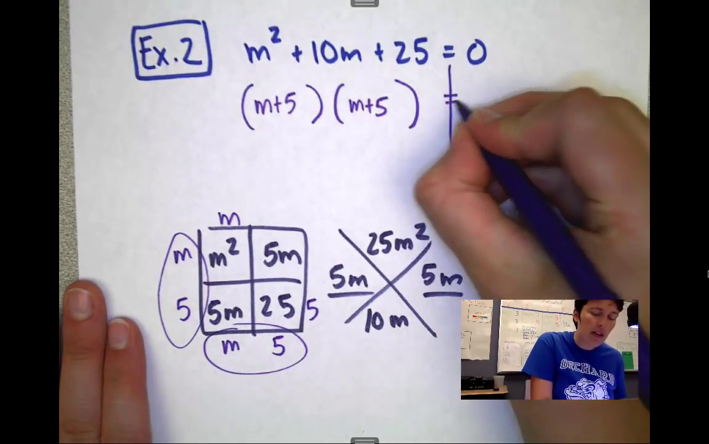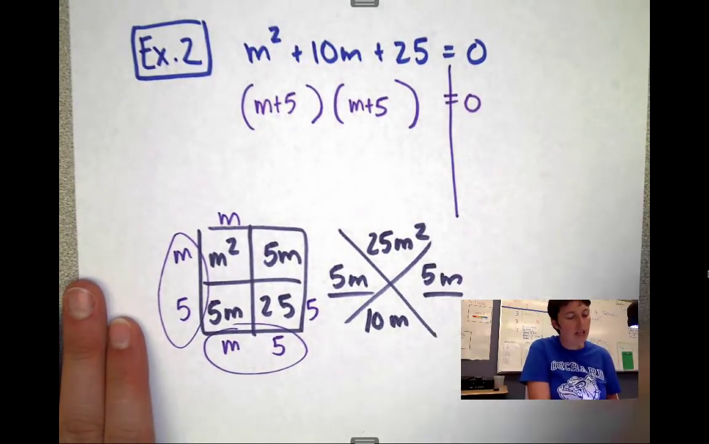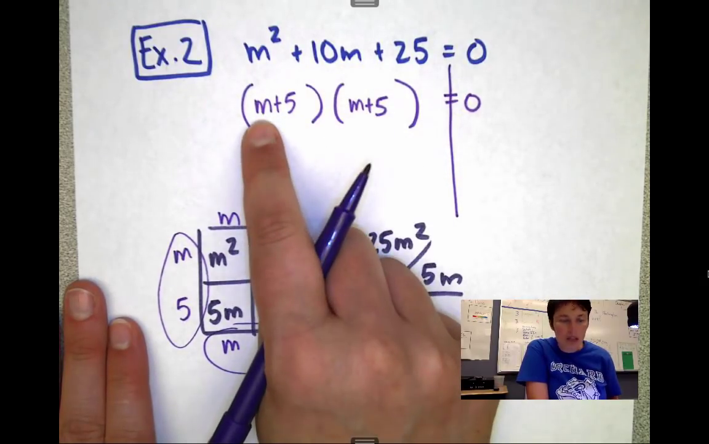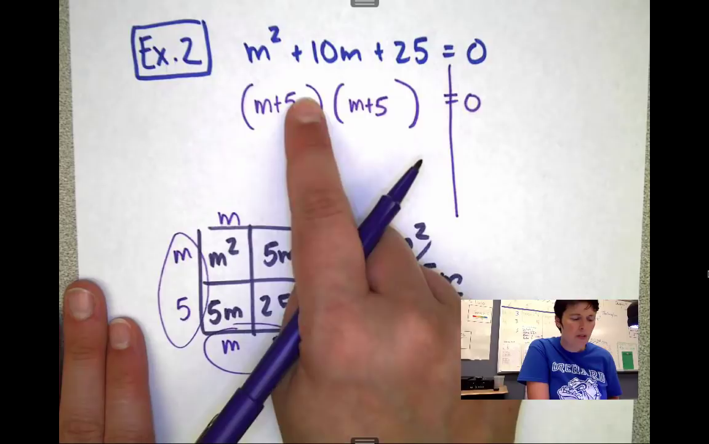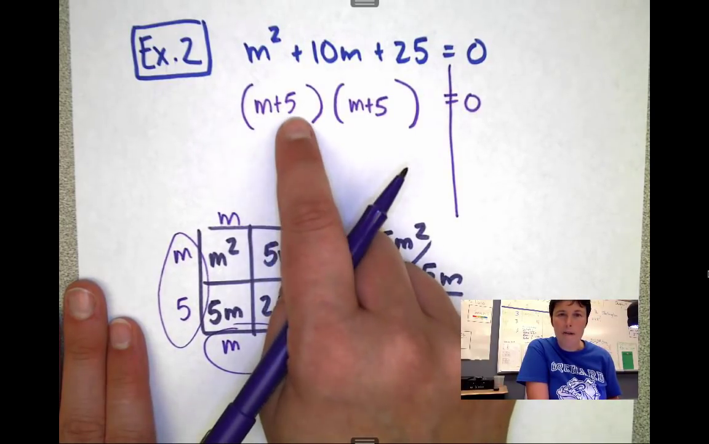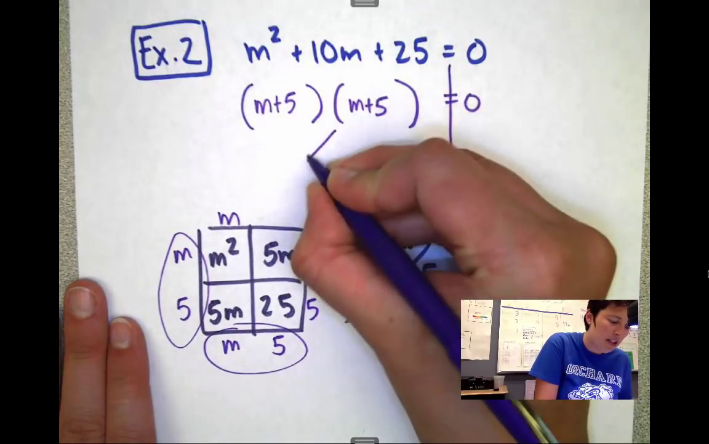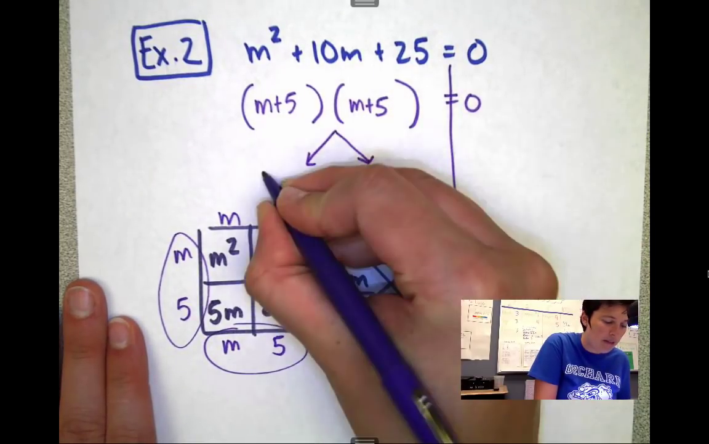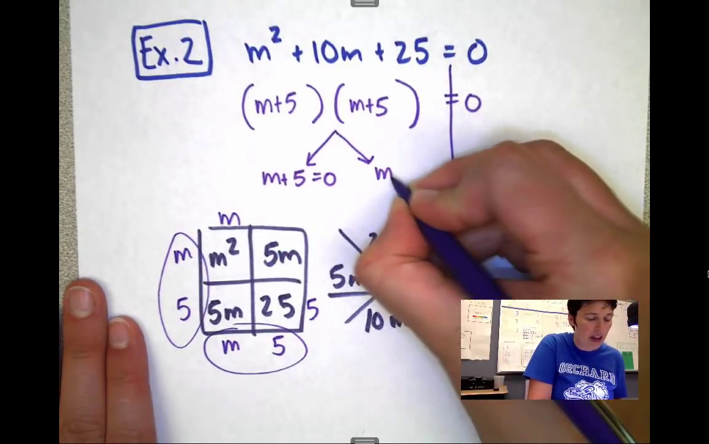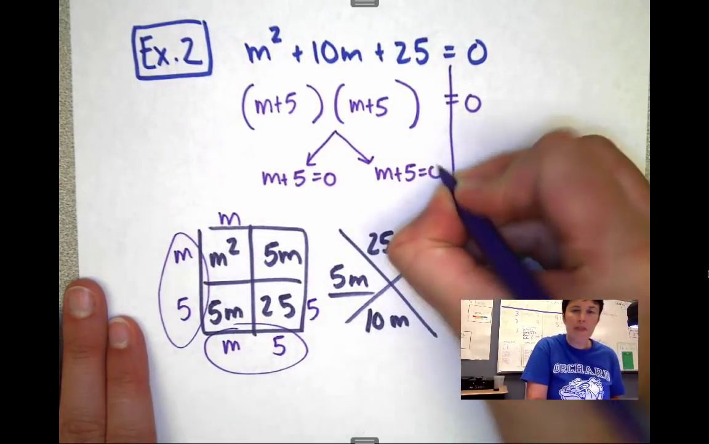Everything's equal to 0 and I want to solve. So now I'm saying either one of these has to be 0. So what would m have to be to make this all 0? Wouldn't it have to be negative 5? Negative 5 plus 5 would give you a 0. Another way to think about this is split it up and say, okay, m plus 5 has to equal 0. And so does this. M plus 5 has to equal 0.